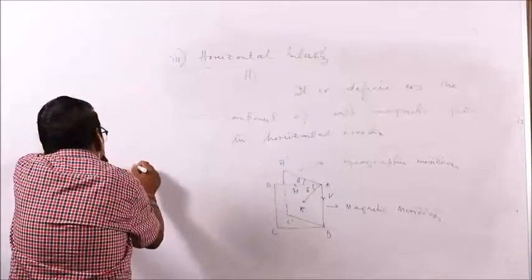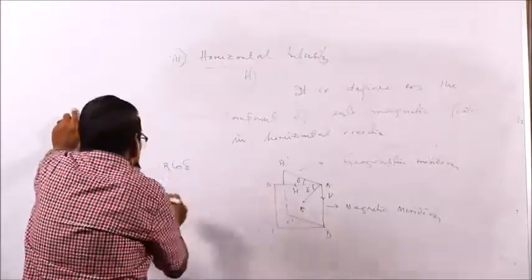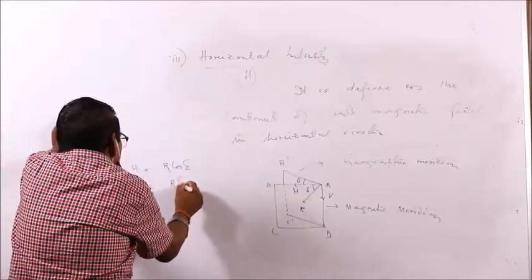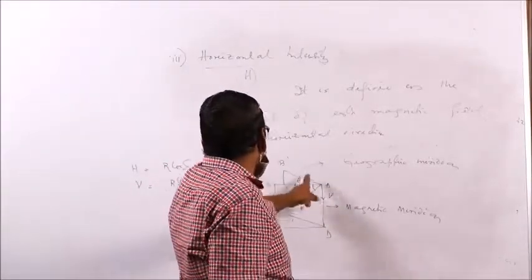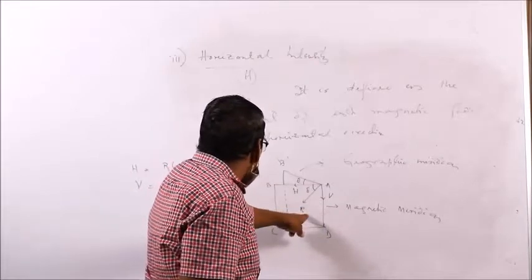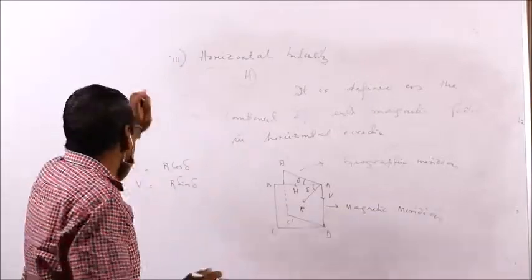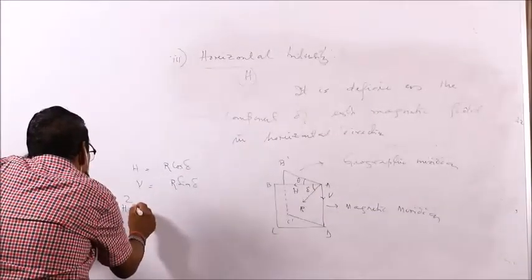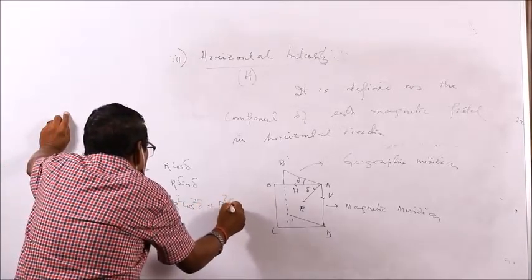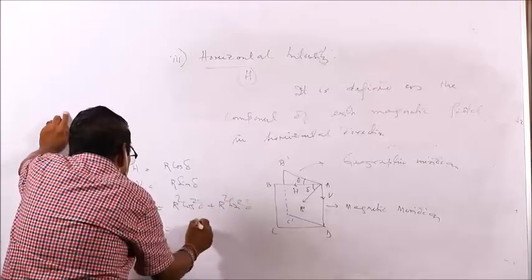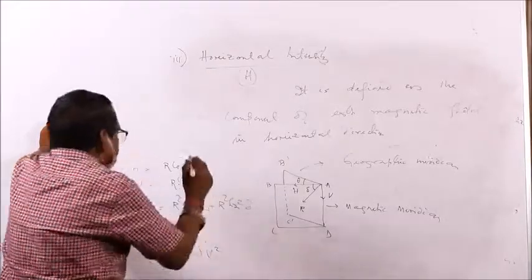So your H becomes what? H is R cos delta. What is V? V is R sin delta. All these things are explained in the diagram. So H is equal to R cos delta, V is equal to R sin delta. So H squared plus V squared is equal to R squared cos squared delta plus R squared sin squared delta, that is equal to R squared. So the resultant R is the square root of H squared plus V squared.